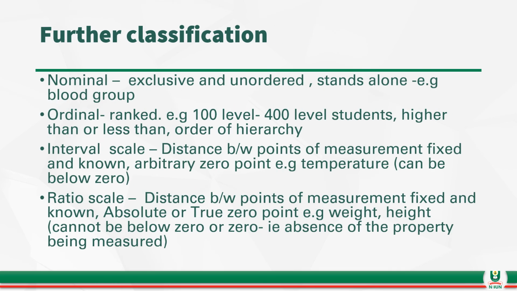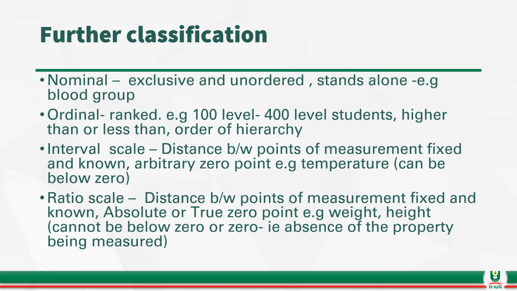You can even classify variables further into what we call nominal variables, which are exclusive and unordered. They stand alone, like blood group. Someone's blood group is O positive, AB, A or B. Those are nominal variables. Variables can also be ranked or ordinal variables, like 100 level to 200 level students. When you group them into that order, less than or higher than, that kind of hierarchy.